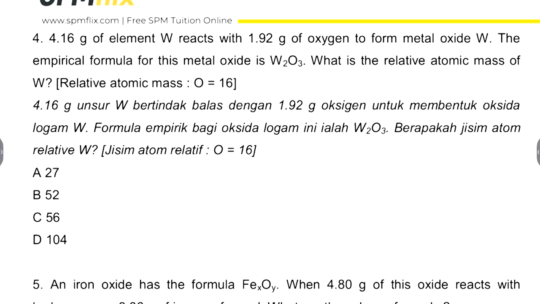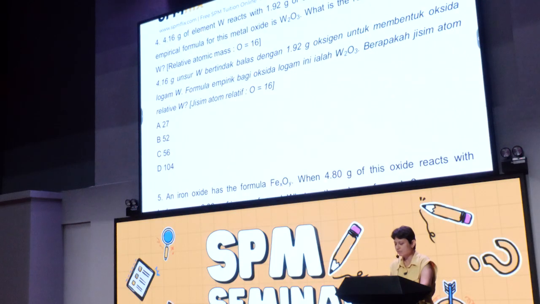All right. 4.16 grams of element W reacts with 1.92 grams of oxygen to form metal oxide W. The empirical formula is W2O3. What is the relative atomic mass? All right, so every time you have a question like this, untuk soalan formula empirik, selalu buat jadual. Just make a table. Very, very simple table.